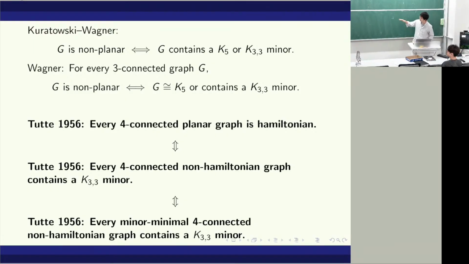I can also state that every minor minimal 4-connected non-Hamiltonian graph contains a K33 minor, which does no harm because we just consider the minimal elements with respect to the minor relation. Every graph in the class has a K33 minor if and only if the minor minimal elements contain a K33 minor.